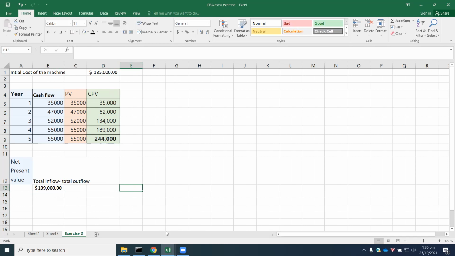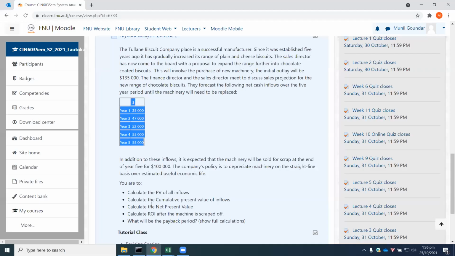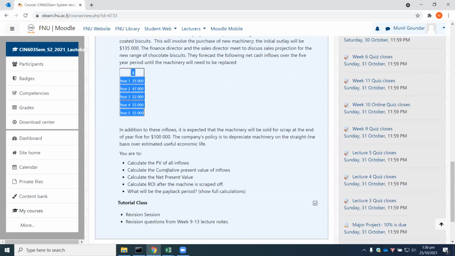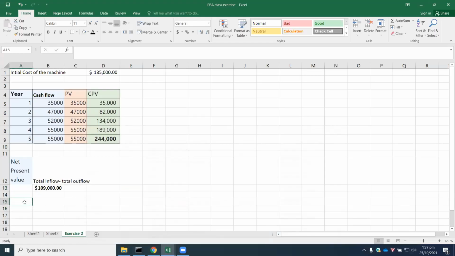All good, people? Now, next exercise: we've already found out the cumulative present value for inflows, and we have already calculated the net present value. Now, calculate the return on investment after the machine is scrapped, that means it is sold for a total of $100,000. Return on investment is, since you're selling it, selling price minus cost price, divided by cost, multiplied by 100.